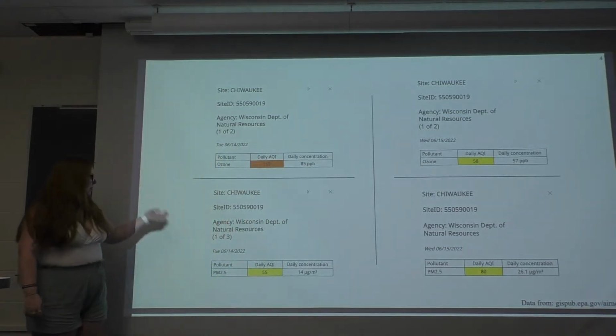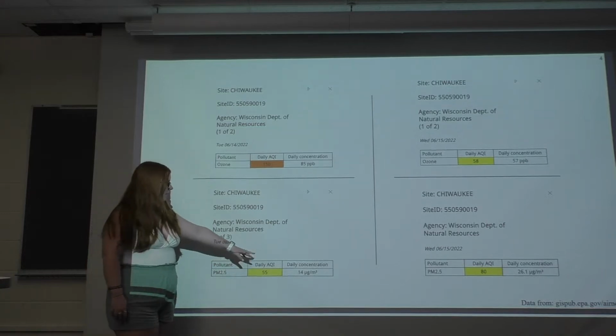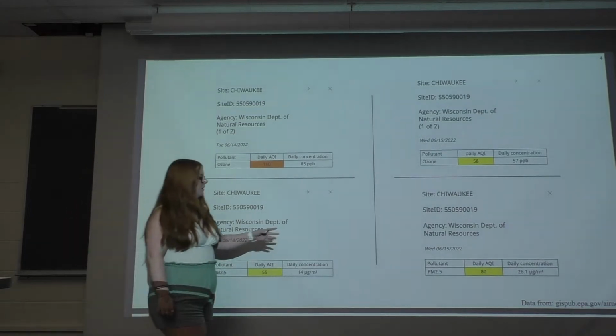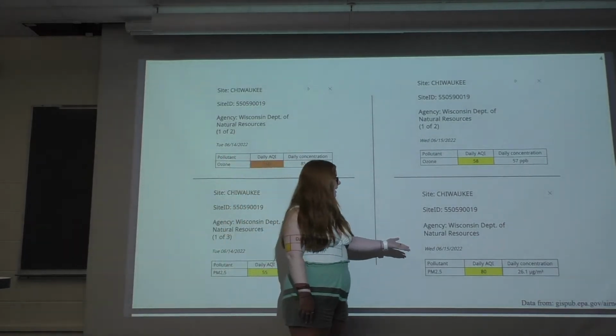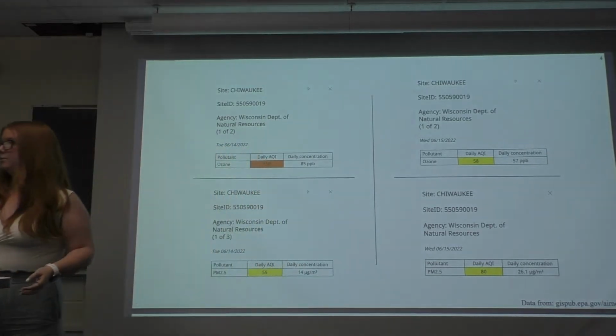And then looking at PM2.5, here's the 14th, we have our daily AQI of 55, and then our daily concentration is 14 micrograms per meter cubed. And then again, looking at the 15th, our daily AQI is now 80, and our daily concentration has almost doubled to 26.1 micrograms per meter cubed.